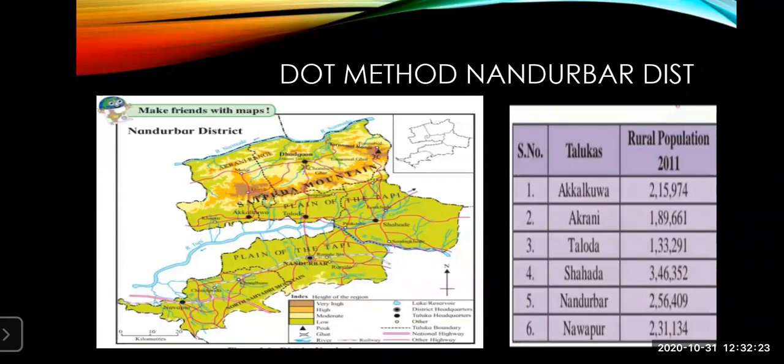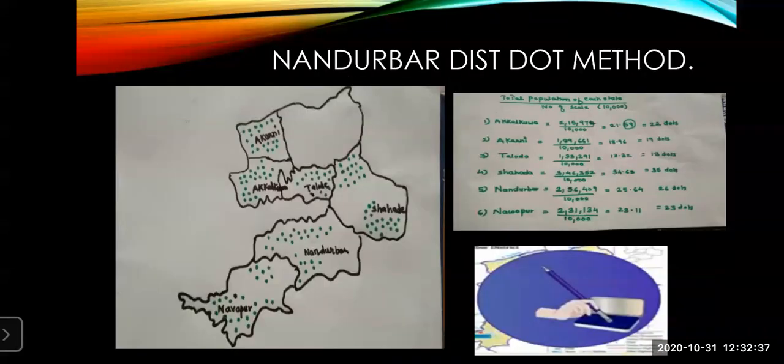Now, first, what you have to do is trace the map. We cannot draw it like that, so we have to trace the map with the help of this Nandurbar district, and you're going to prepare the map using the given data. So we'll see in the next slide. I already prepared this map for you. Now I'll tell you how I have prepared this.